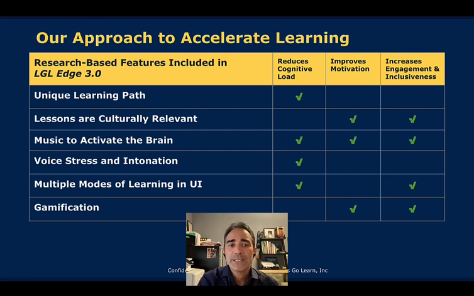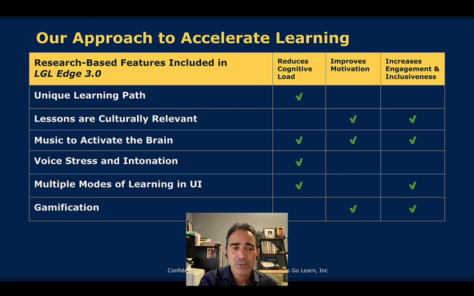The next thing is culturally relevant lessons. So when you have lessons that are diverse, that have diverse characters, they're interesting, that improves motivation and increases engagement and inclusiveness. So those second 2 boxes are checked there because that's what our lessons do, right? We don't want kids just to be watching Khan Academy lessons where they have Sal Khan talking about stuff in math. It's sort of boring, right? So we want things that they can relate to, and that's what we do in our lessons.